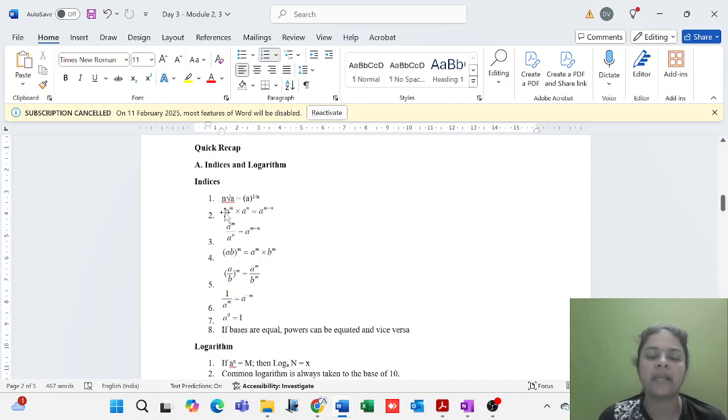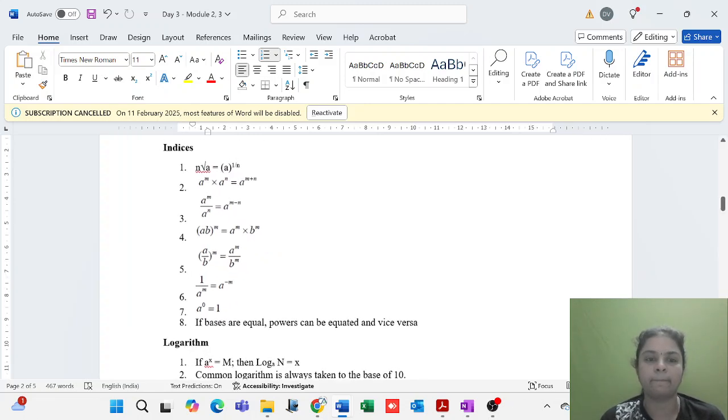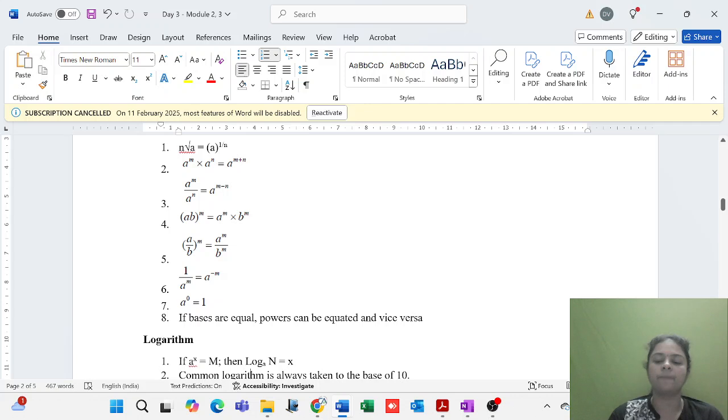So on. Next, a power m into a power n is equal to a power m plus n. So when the same bases are multiplied, the powers will be added. Similarly, a power m by a power n is equal to a power m minus n. So when the bases are the same and the values have to be divided, then we take the powers and subtract them. Next, a into b the whole power m can be written as a power m into b power m. And a by b the whole power m can be written as a power m by b power m.